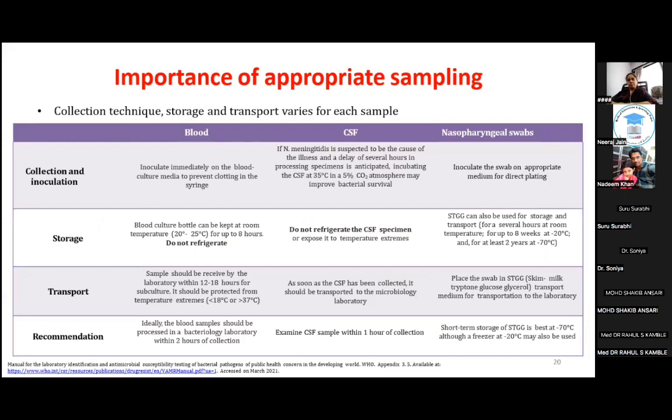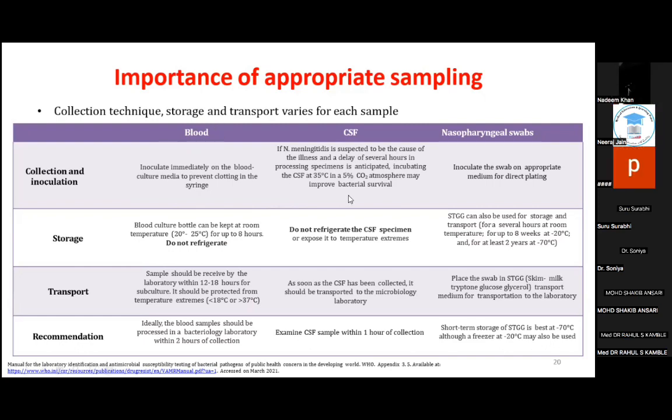As I mentioned before, the importance of appropriate sampling, collection and storage. To repeat again, I will come back to blood. It should not be refrigerated. Both bottles, aerobic and anaerobic, each from the left and right hand, should be collected to maximize the yield of aerobic and anaerobic organisms. And the sample should reach the laboratory within 2 hours of collection.